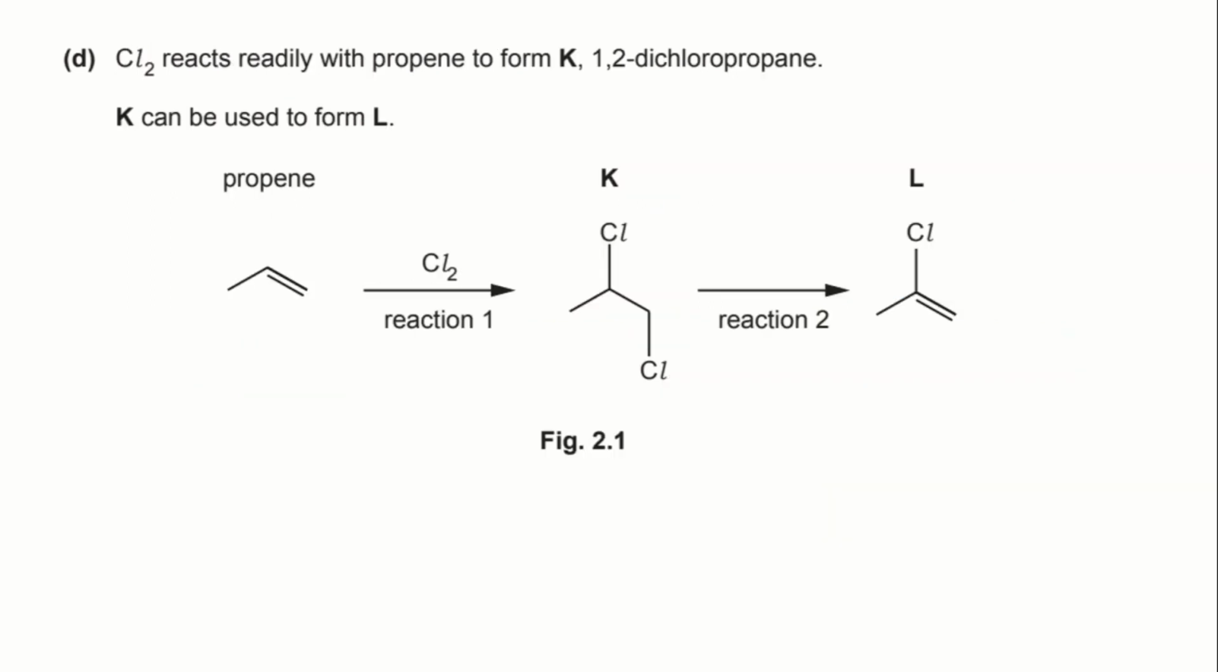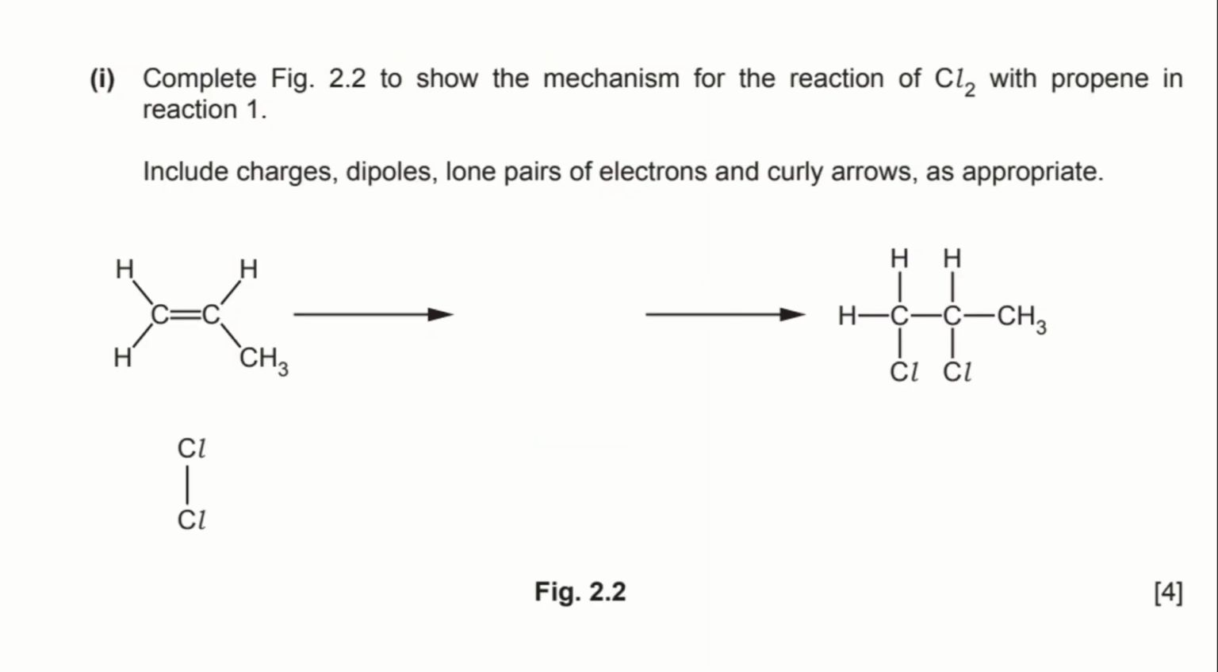Part D, reactions of chlorine again. This time, chlorine reacts with propene to form K, 1,2-dichloropropane. Right? K then can be used to form L. So we are given a reaction scheme here. We are going to use it for the later parts of D.